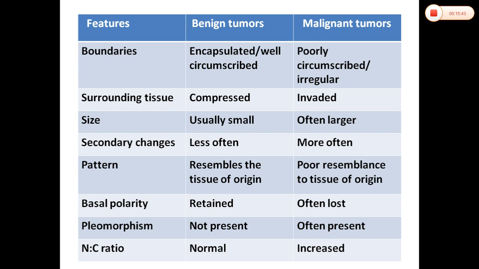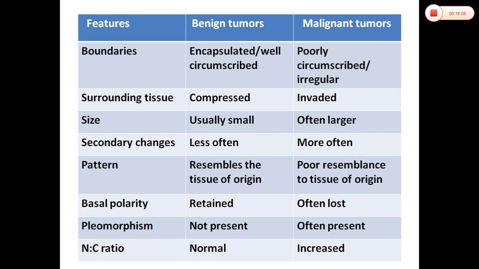So this is the tabular form showing the differences between benign tumors and malignant tumors. So in the benign tumors, the boundaries are encapsulated and well circumscribed, whereas in malignant tumors, they are poorly circumscribed and irregular. Surrounding tissue is compressed in benign tumors, whereas in malignant, they are invaded. The size is usually small in benign tumors, whereas in malignant tumors, it is often larger. Secondary changes are less often in benign tumors, whereas more often in malignant tumors.